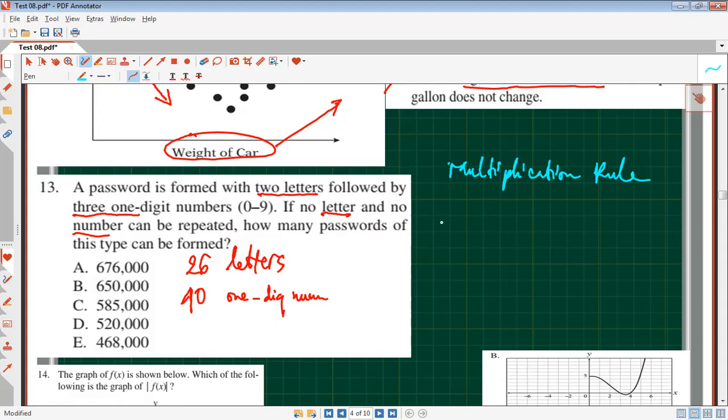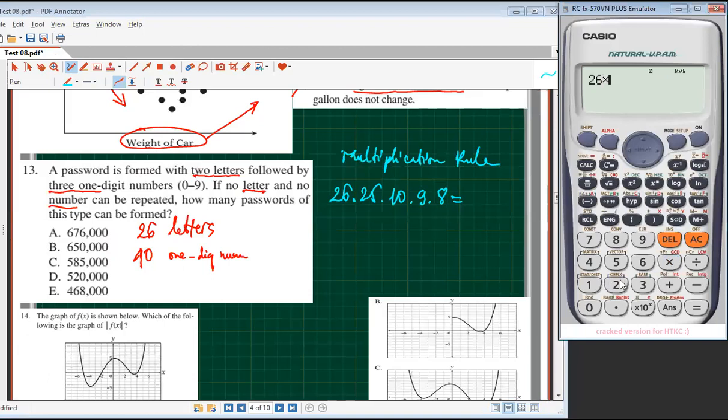we have 26 times 25 times 10 times 9 times 8, which is equal to, we need the calculator, 26 times 25 times 10 times 9 times 8, 468,000. Option E.